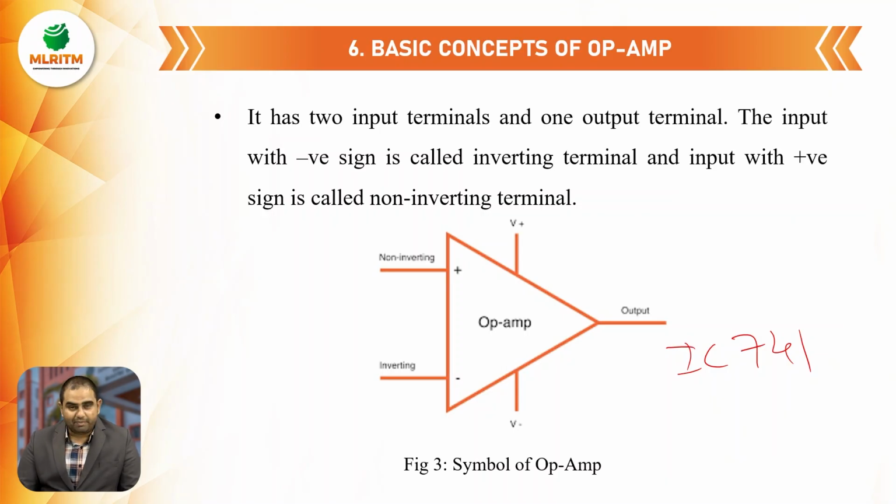Then they have to remember that we have to draw the IC741 op-amp symbol. So again I am repeating, IC741 is the IC number for operational amplifier. Coming to the operational amplifier, I have written a small introduction.